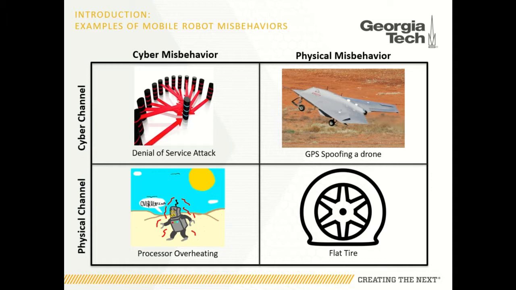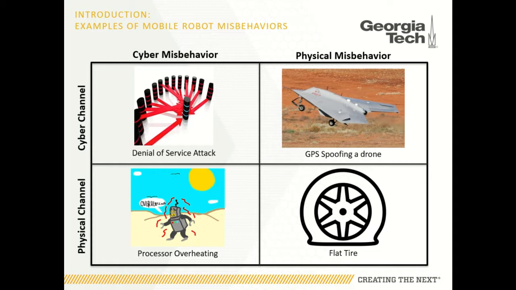And a real-world example of this is the picture of a surveillance U.S. military drone that was taken down. One of them was taken down by the Iranian Cyber Warfare Division. It was GPS spoofing of the drone. So the GPS spoofing was a cyber channel, but it changed the physical location of the drone and eventually brought it down.